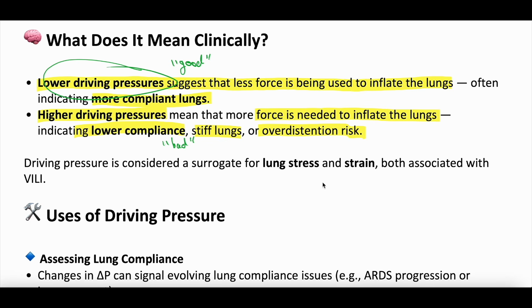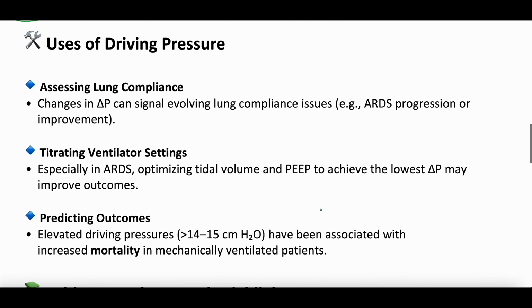And driving pressure is a surrogate for what's considered kind of lung stress, strain, associated ventilator-induced lung injury. So that higher driving pressure can suggest that those lungs are sustaining ventilator-induced lung injury, and we've got to make some changes. So when we use driving pressure, the things to think about are lung compliance. And there's two different ways to think about this. Actually three different ways. One way is following the driving pressure to better understand how lung compliance is changing. So if you are not changing the PEEP, but the driving pressure is getting worse or getting better, it suggests the lungs are getting more or less compliant.